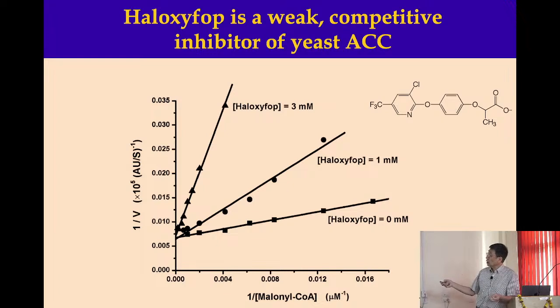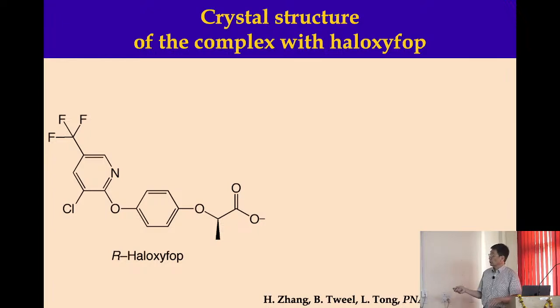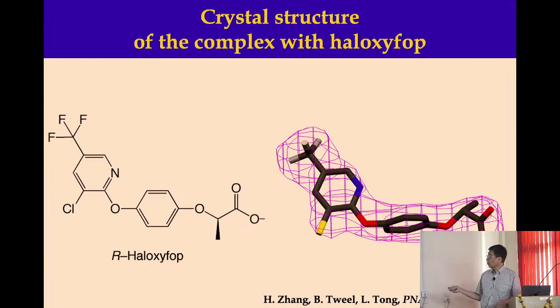Also, the three lines intersecting on the vertical axis tell you the compound is actually competitive against the substrate. That's the beauty of doing enzymology. You can tell whether the compound competes against the substrate or not. So it tells you that the compound competes against acetyl-CoA. That means the compound probably binds where acetyl-CoA, the substrate, binds. To really show that, we determined the crystal structure bound to the enzyme.